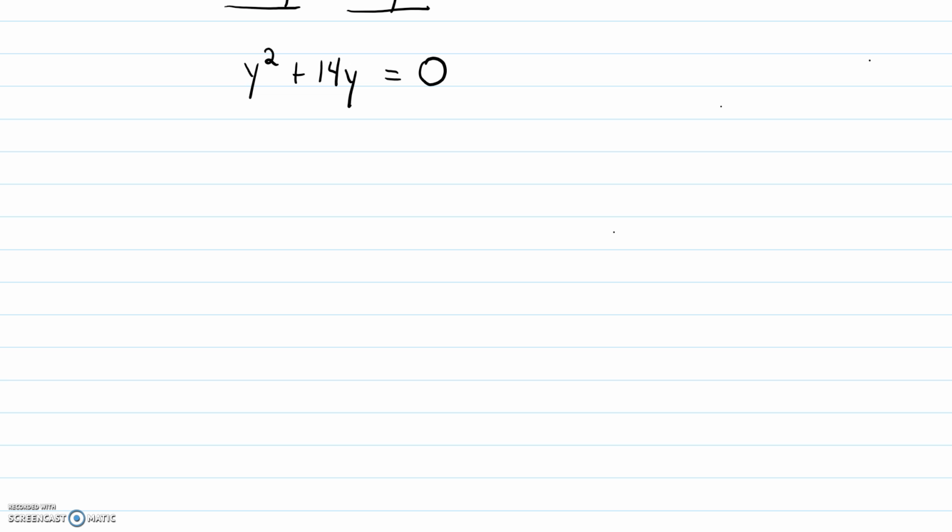So with two terms, with factoring, the first thing you do is check for a GCF. Both of these terms have a y, so we can factor a y out. That gives us y times y plus 14 equals 0.